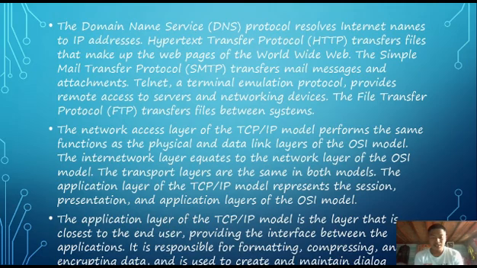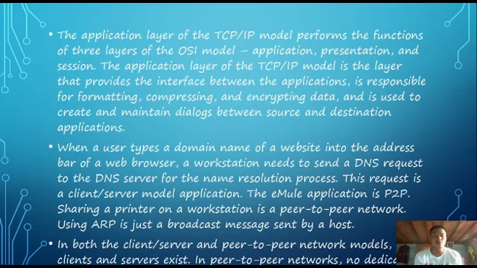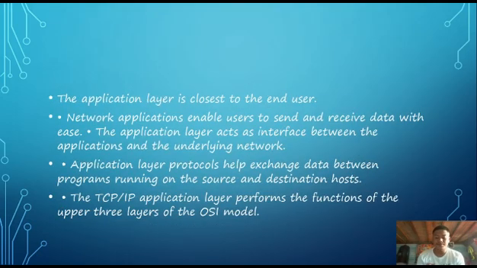The application layer of the TCP/IP model is the layer that is closest to the end user, providing the interface between the applications. It is responsible for formatting, compressing, and encrypting data, and is used to create and maintain dialogue. So the application layer of the TCP/IP model performs the function of three layers of the OSI model: application, presentation, and session.